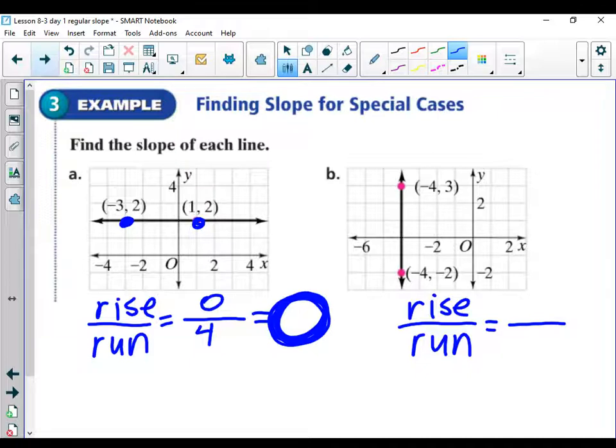How much is the second one rising? It's going 6, 5. Rising 5? Running. Allie, will you type this? 5 divided by 0. Wait, how did we get the 5? Up 0. Up 5.